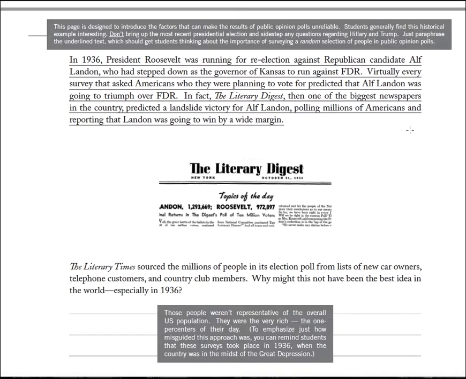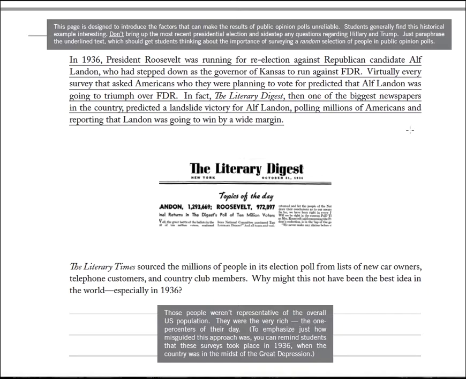Now, most of you haven't heard of Alf Landon because we all know that he eventually lost, that FDR won. But believe it or not, every single newspaper actually predicted back in the day that FDR was going to lose to Alf Landon. So here's why.